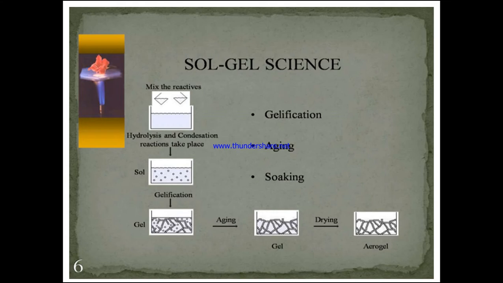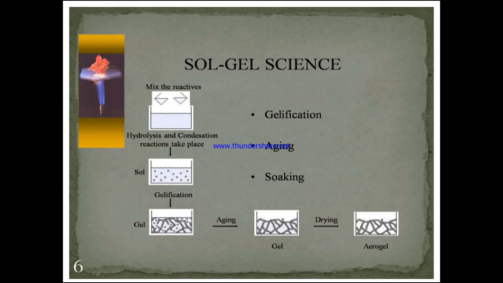If we keep this colloidal suspension, this sol material, undisturbed, that is, keeping it for aging, the sol converts to the gel. That is the jellification. After that we get the gel, which is a heterogeneous solution, a heterogeneous condition.